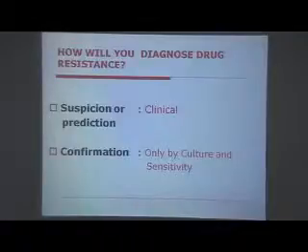So, when you diagnose drug resistance, you can suspect clinically, but confirmation only by culture sensitivity. Very important, please remember, drug resistance is not a clinical diagnosis, it is a laboratory diagnosis only.